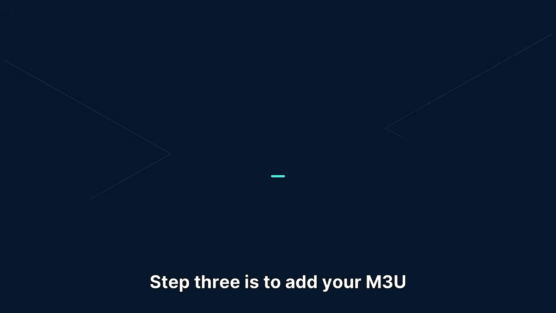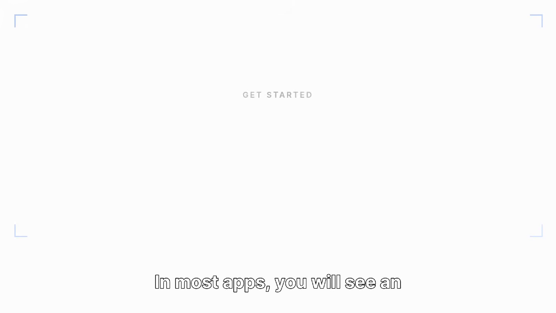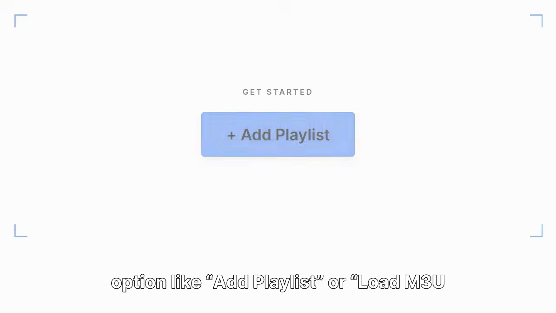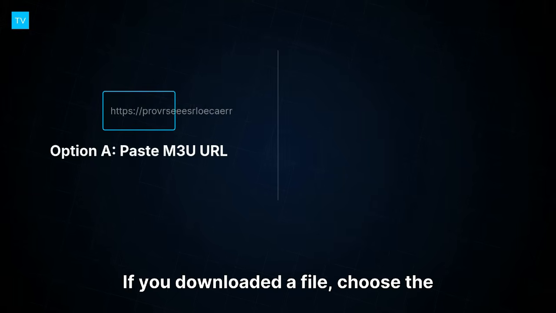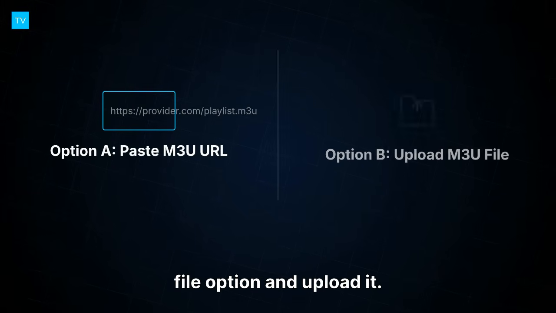Step 3 is to add your M3U playlist. In most apps, you will see an option like Add Playlist or Load M3U URL. If you have a link, paste it there. If you downloaded a file, choose the file option and upload it. After that, the app will start loading channels. This might take a few seconds depending on your internet speed.